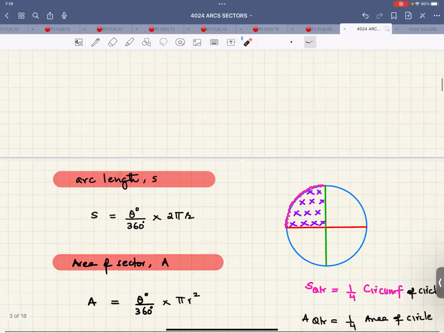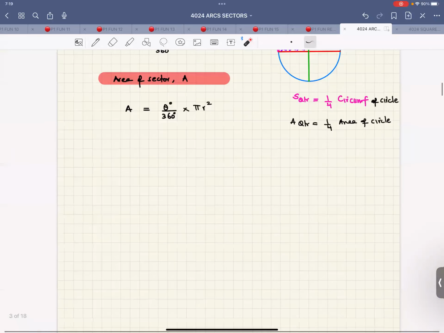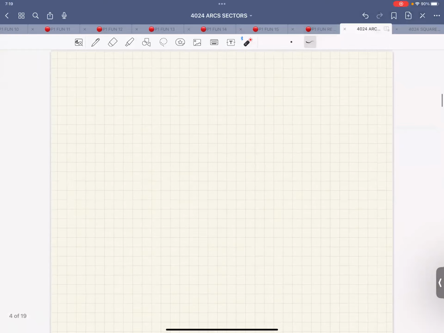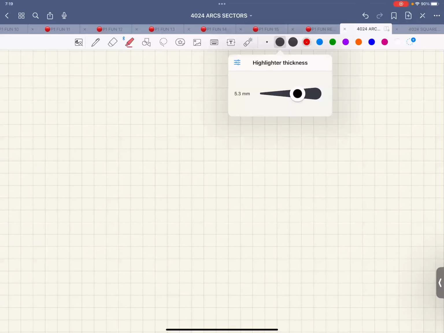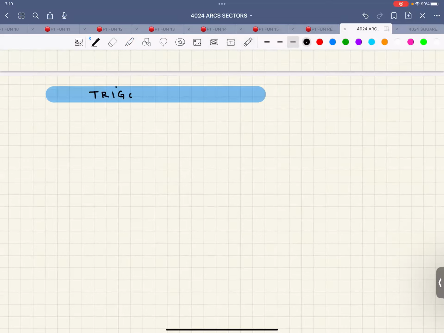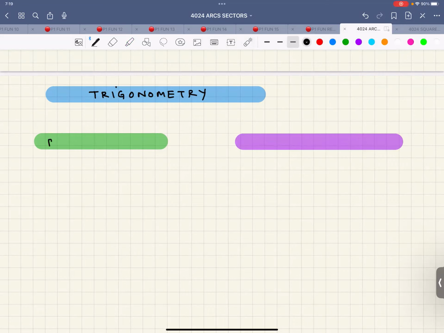Now, what can we do with this? First of all, we can do some basic questions. And even before that, let's revise basic trigonometry. So we should be well versed with right angle trigonometry as well as non-right angle trigonometry. So this is right angle triangle versus non-right angle triangle.